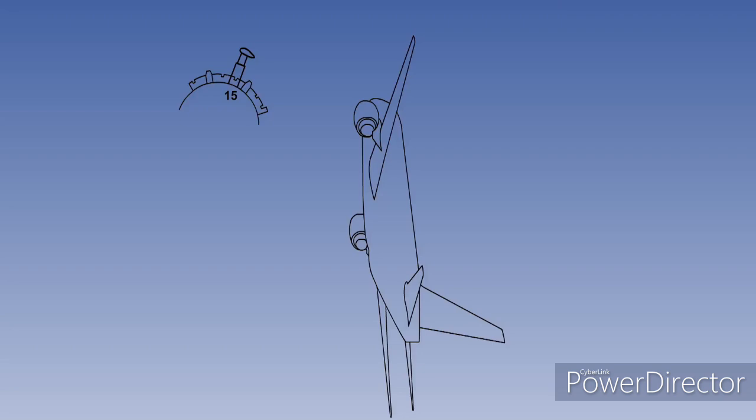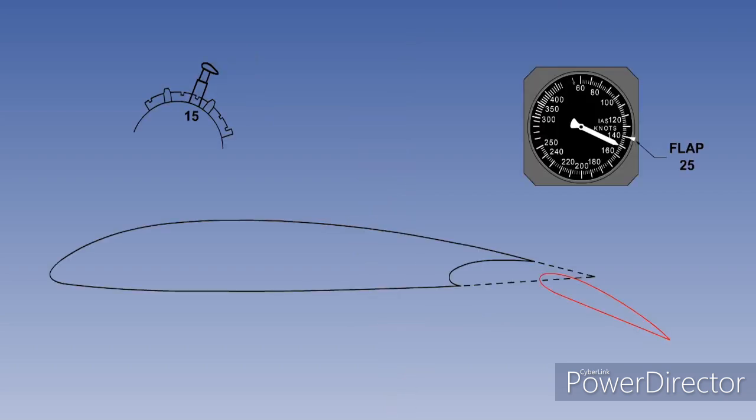Devices monitor flap extension angles on each half of the wing, and if an asymmetry of greater than 1 or 2 degrees is detected, the mechanism that drives the flaps is switched off, and a warning on the flight deck will alert the pilots. Transport aircraft can be fitted with a flap load relief system, which prevents the flaps deploying if the indicated airspeed is too high.